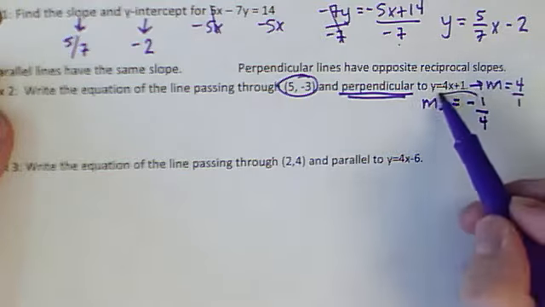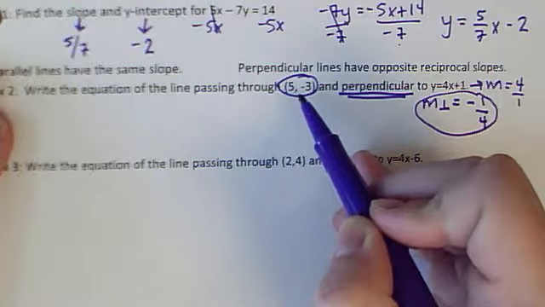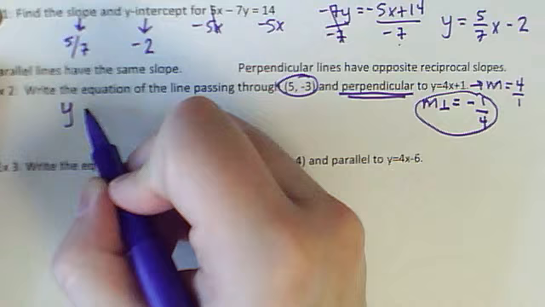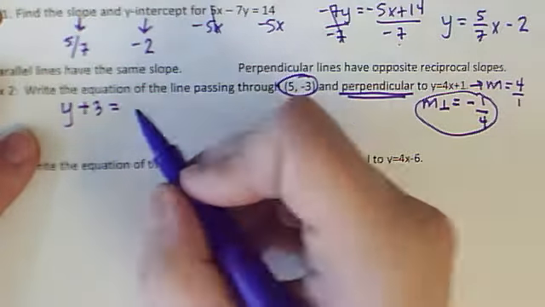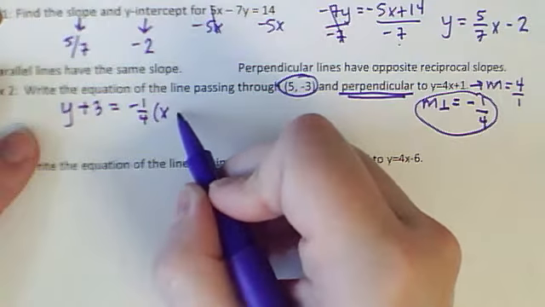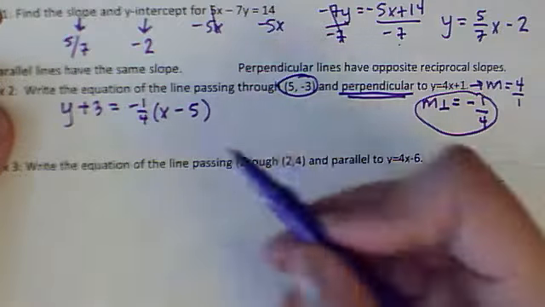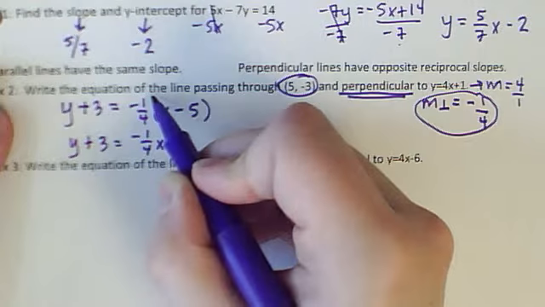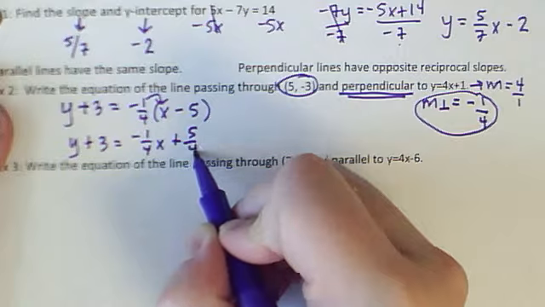Okay, so I'm going to be using this new slope because I want it to be perpendicular, and this point, and I'm going to write the equation. So I have a point and a slope, I'm going to use point slope form. So y minus negative 3, so y plus 3 equals negative 1/4 x minus 5. Alright, and then we can keep going. So y plus 3 equals negative 1/4 x plus, if I multiply those, that would be 5/4.